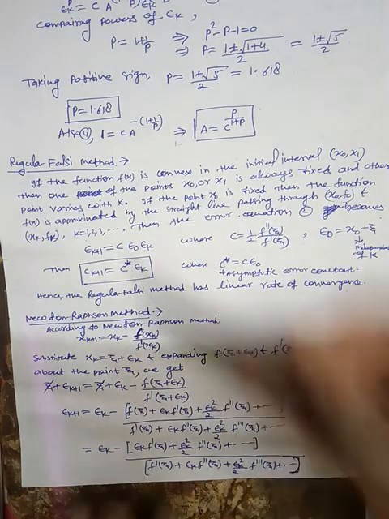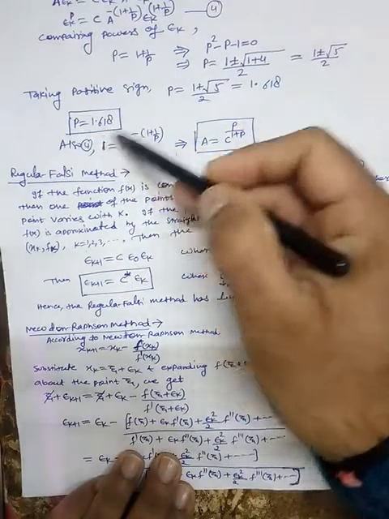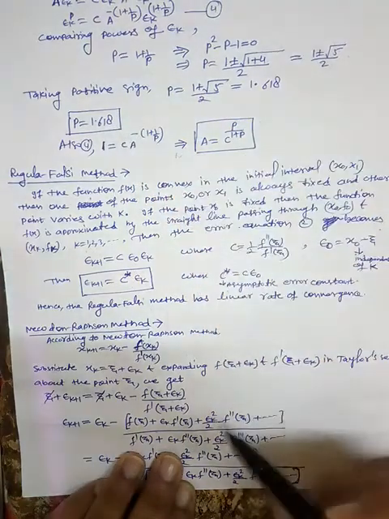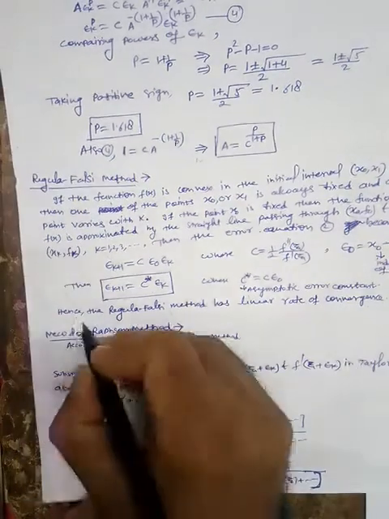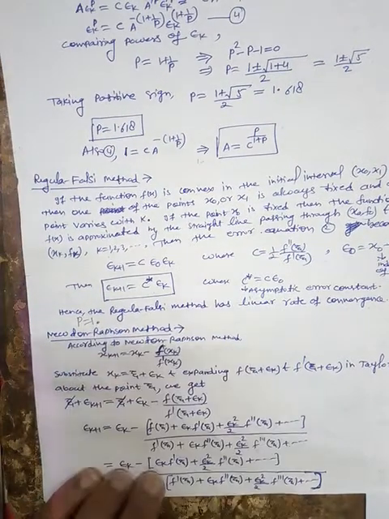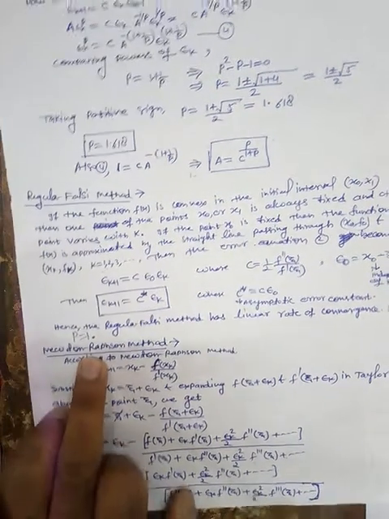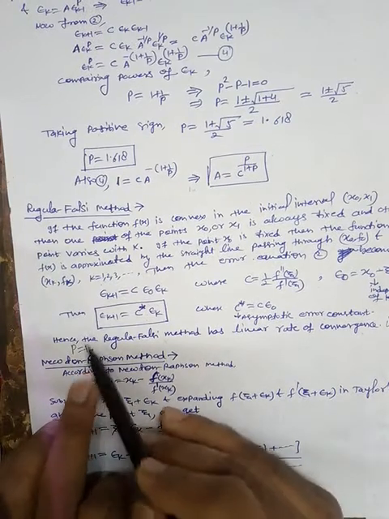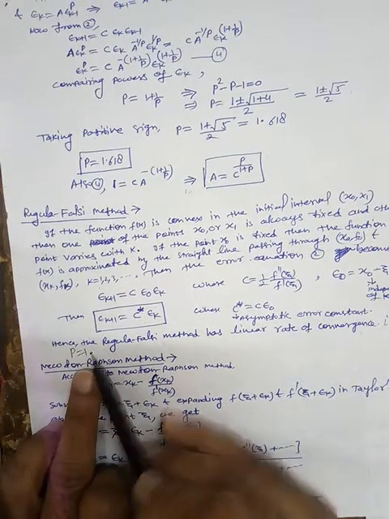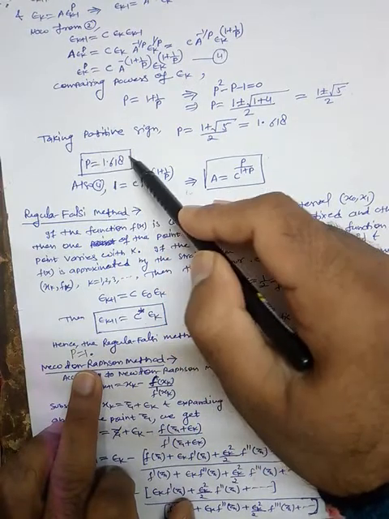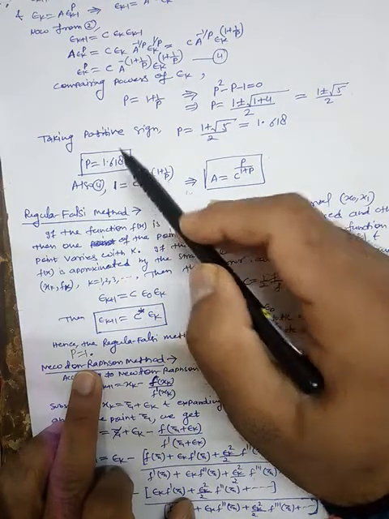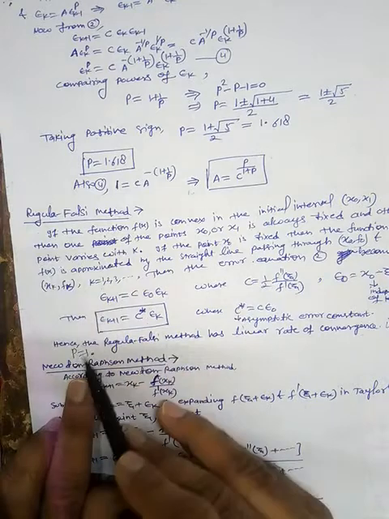So you can see that the rate of convergence of the secant method is 1.618. However, here it is a linear rate of convergence, that means p is equal to 1. So that's why we can say that the Regula-Falsi method is slower than the secant method, because the value of p for the secant method is 1.618. However, the value of p for the Regula-Falsi method is 1.